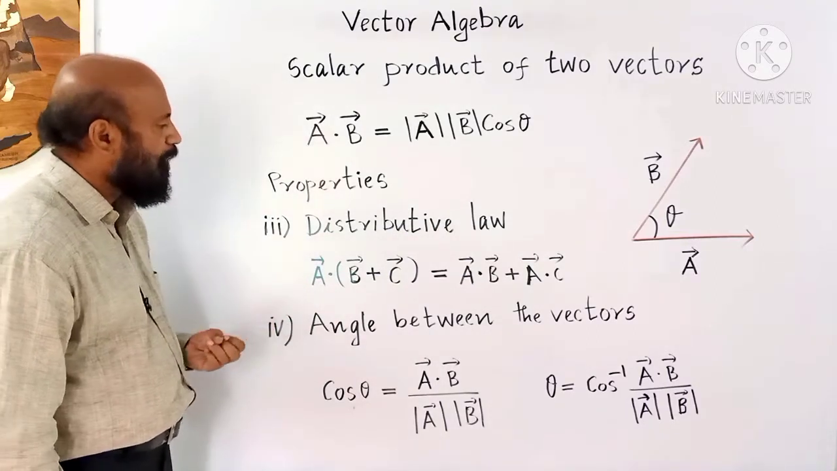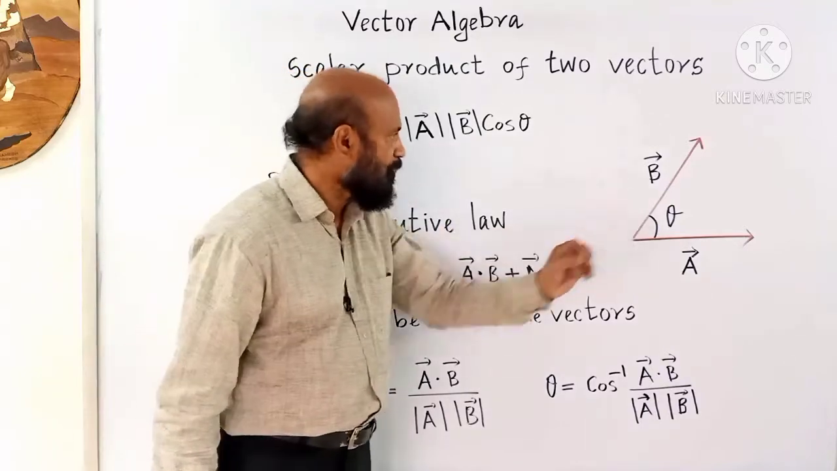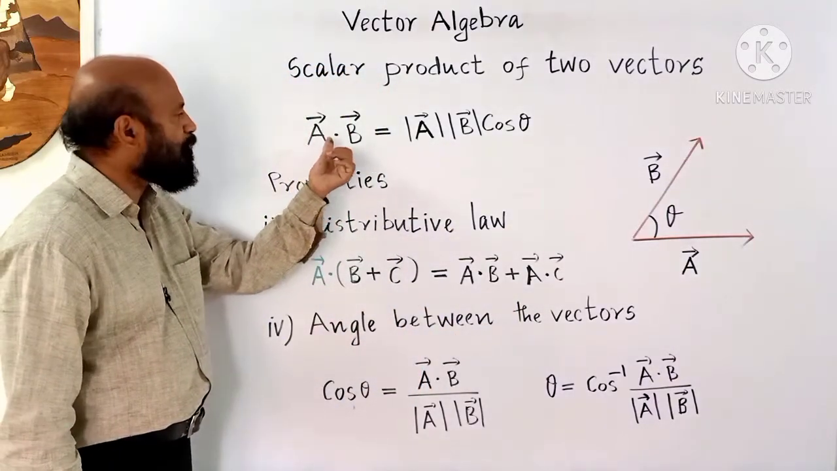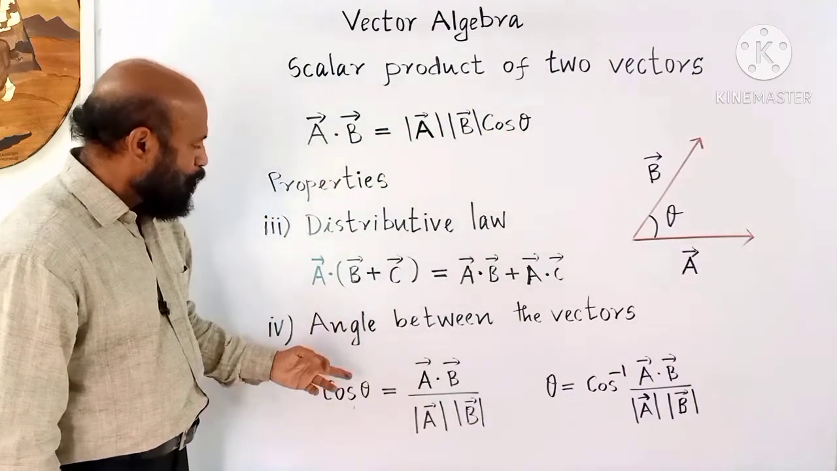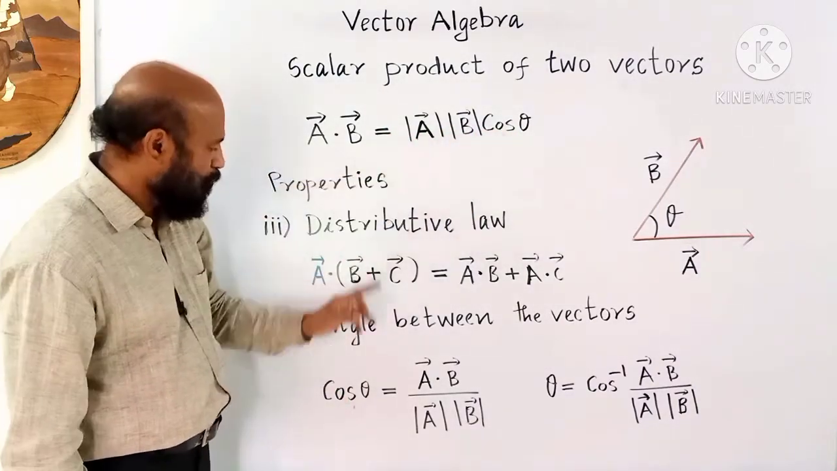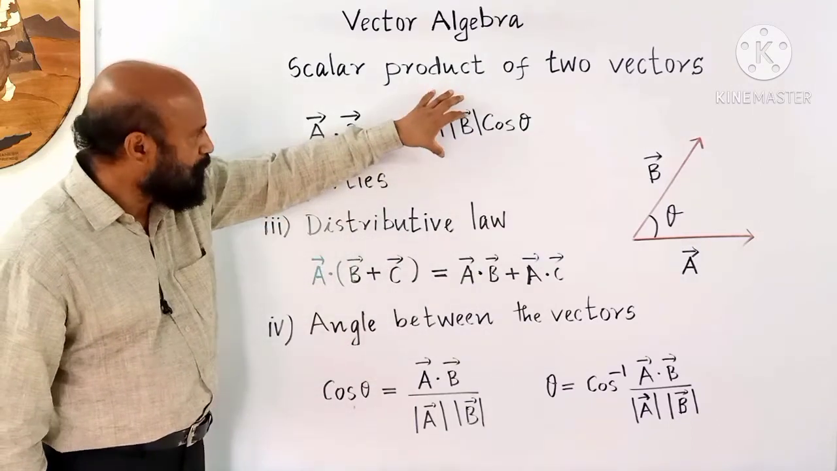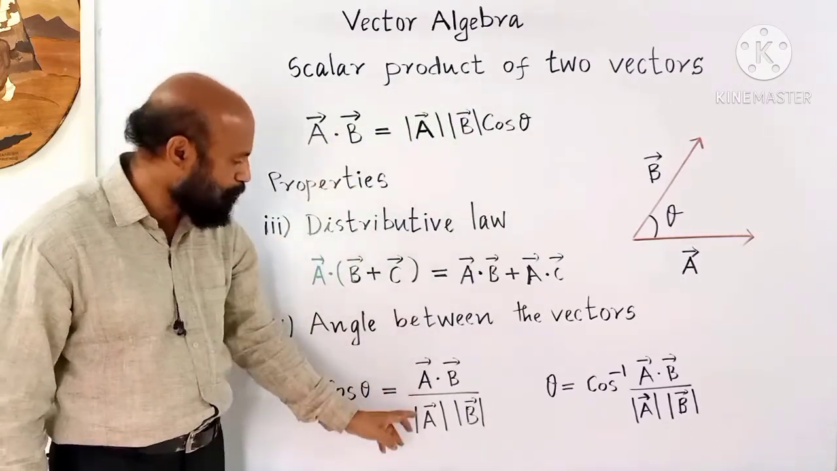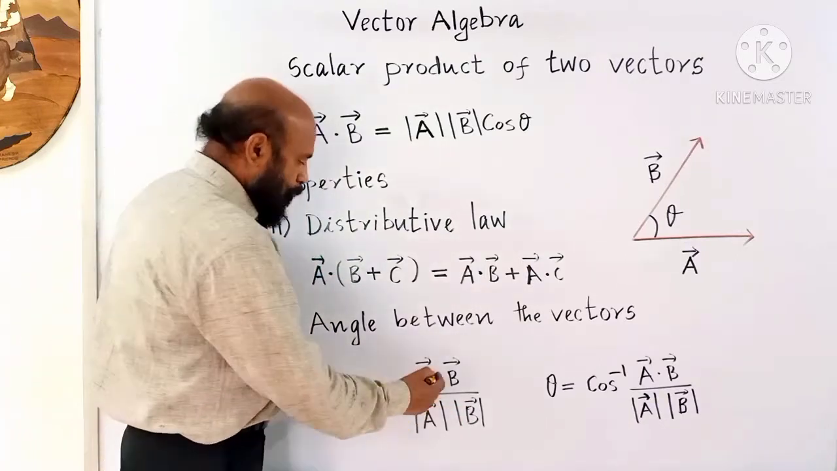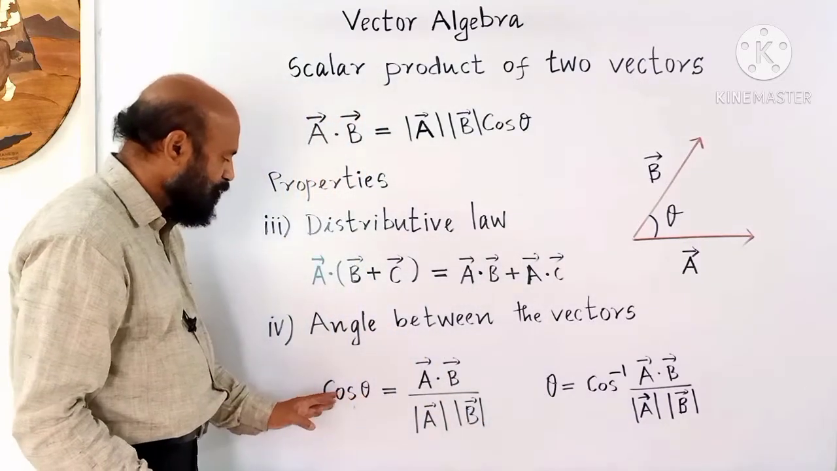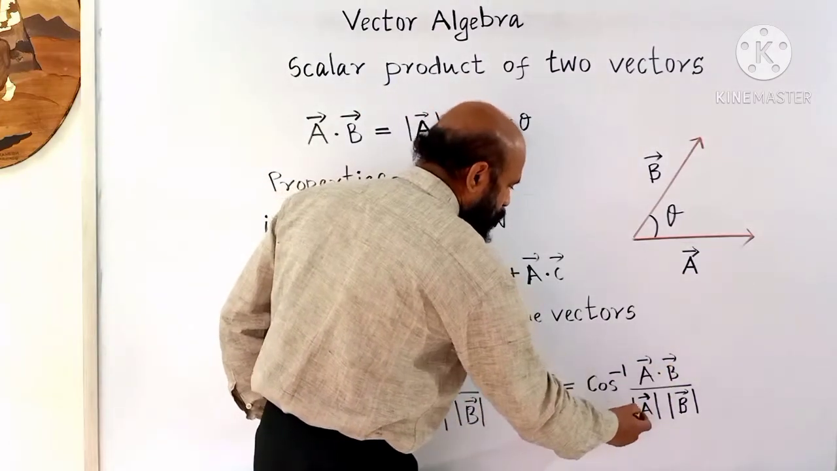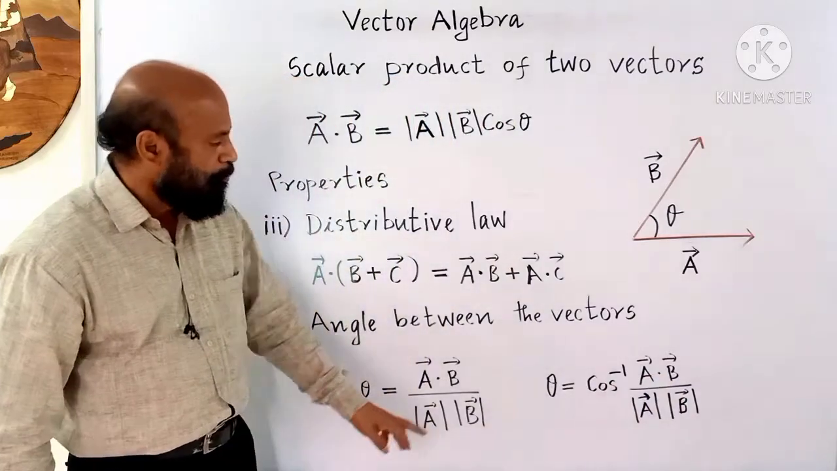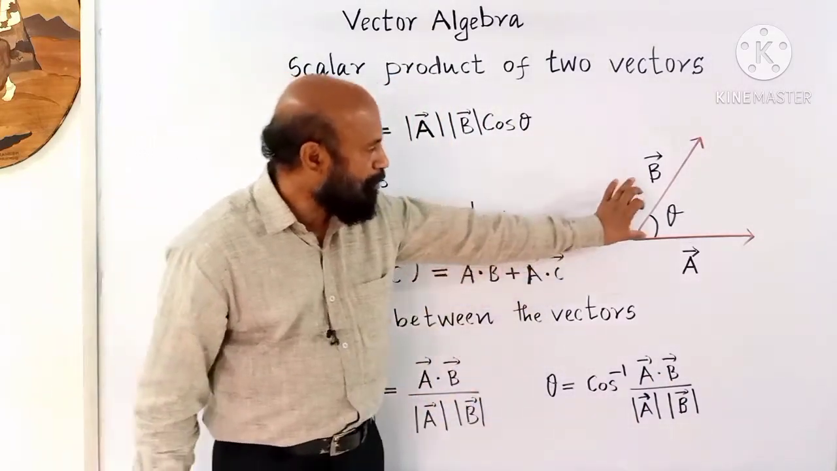Next, let us see how to get the angle between the vectors. As per the definition, A vector dot B vector is modulus of A, modulus of B, cos theta. So from this we can write cos theta is equal to A vector dot B vector divided by modulus of A, modulus of B. From this we can write theta is equal to cos inverse A vector dot B vector divided by modulus of A, modulus of B. From this we can get the angle between the vectors.